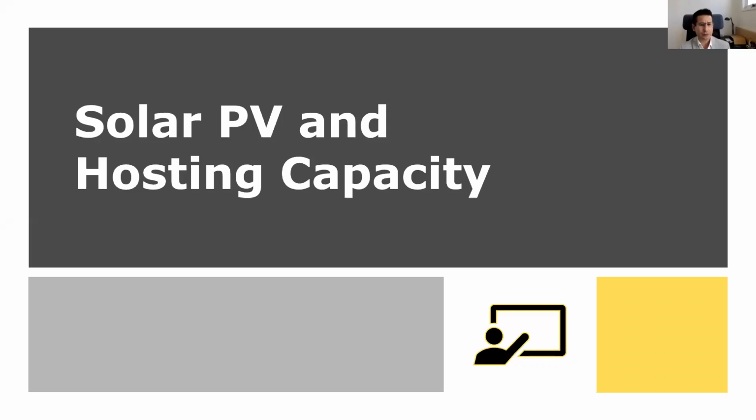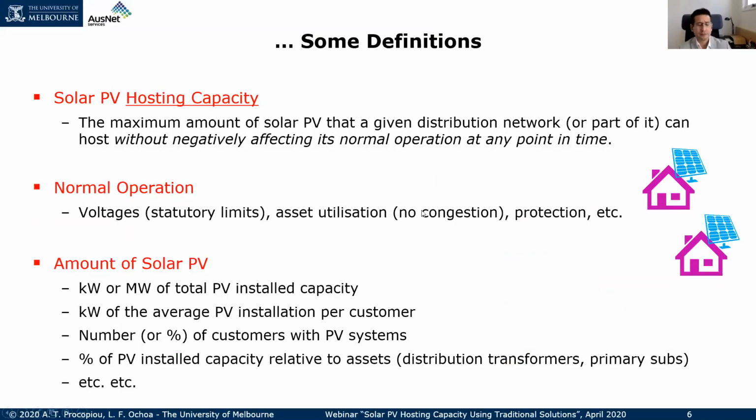All right, so solar photovoltaics and hosting capacity. First, we need to have some definitions. What is hosting capacity to start with? The maximum amount of solar photovoltaics that a given distribution network, or part of it, it could be a feeder, it could be a low voltage feeder, can host without negatively affecting its normal operation at any point in time. So that's how we define hosting capacity in terms of solar photovoltaics.